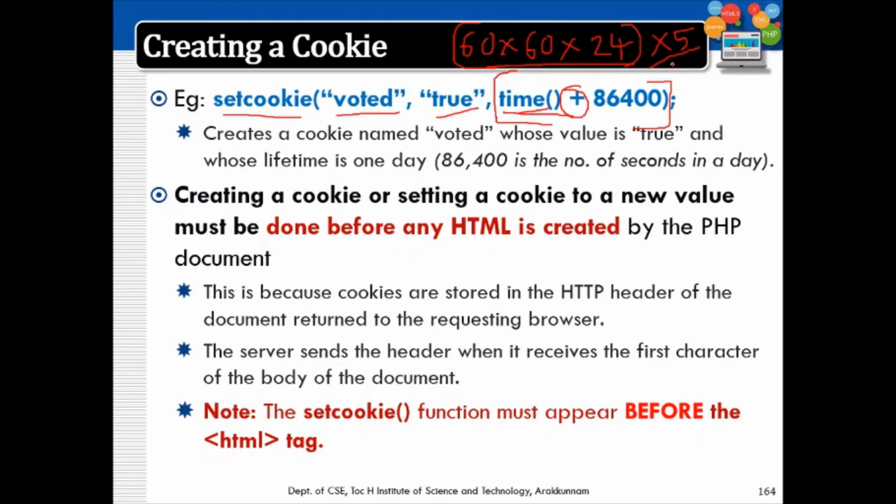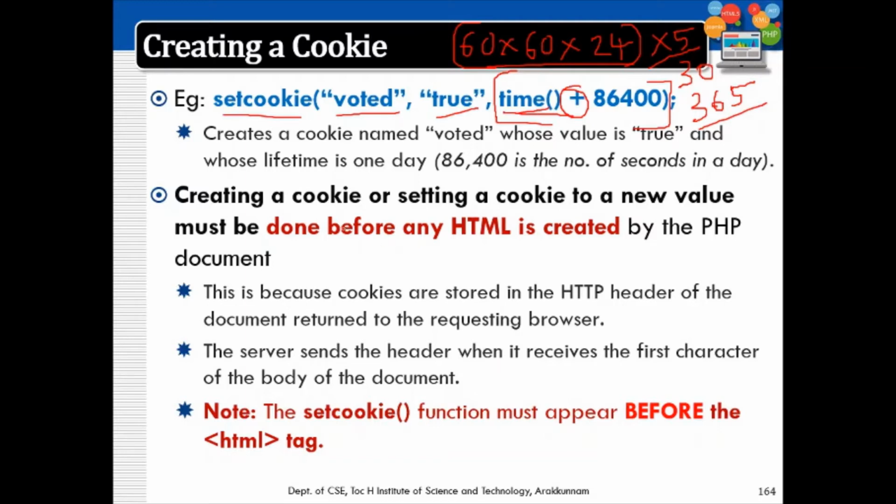If you want it for 30 days, you have to multiply it with 30. If you want it for 1 year, you have to multiply with 365, because that's the total number of days. So this is how you give cookies an expiry time. Please do remember this.